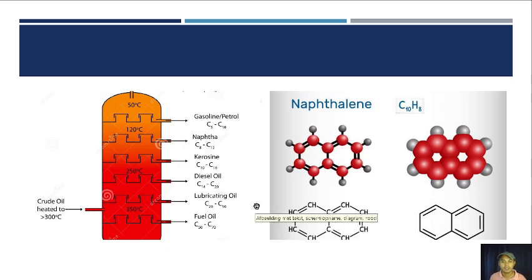Okay, so how are hydrocarbons or fuels created? Crude oil is heated to more than 300 degrees Celsius, and then at different temperatures the lighter fuel goes up and the heavier fuel goes down, thereby creating different kinds of fuel. The lighter fuel has less carbon, while the heavier fuel has more carbon.